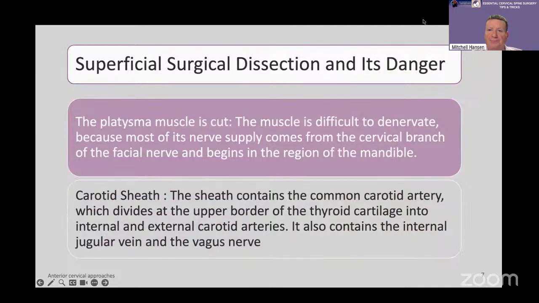For the superficial dissection, there's danger at every level that we look at going through. So we just need to be wary of things. The platysma muscle is cut, and I generally use the Bovie diathermy to do this. It's a pretty difficult muscle to denervate because its nerve supply comes from the facial nerve and begins in the region of the mandible. The carotid sheath is obviously something that we need to be aware of, and where it divides at the thyroid cartilage is a good landmark to also be aware of.